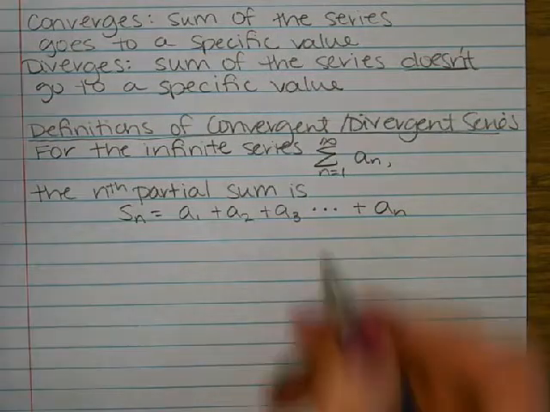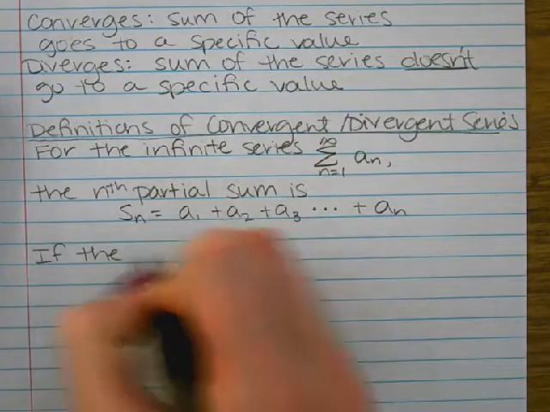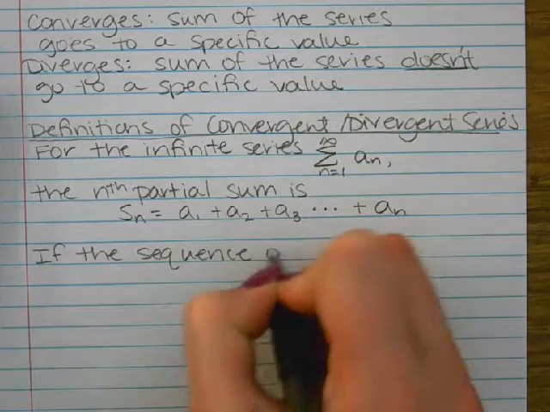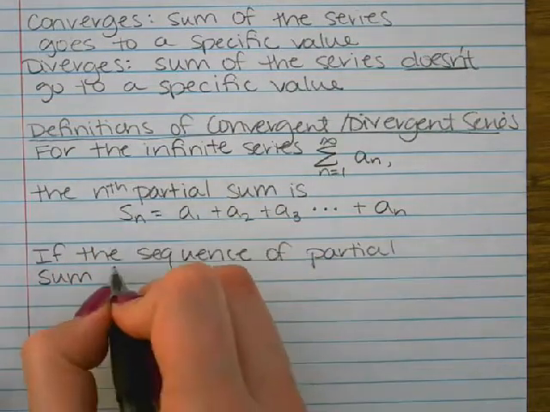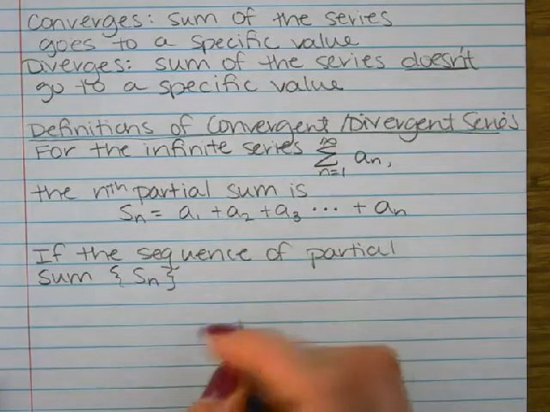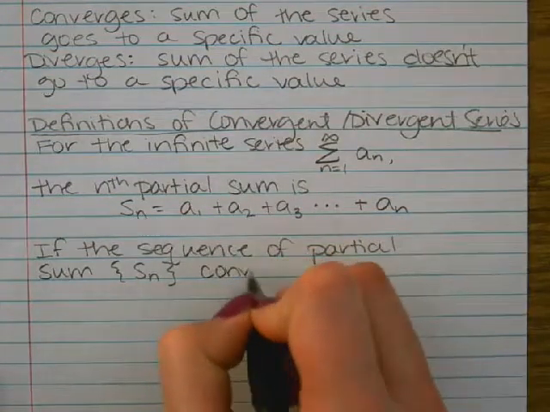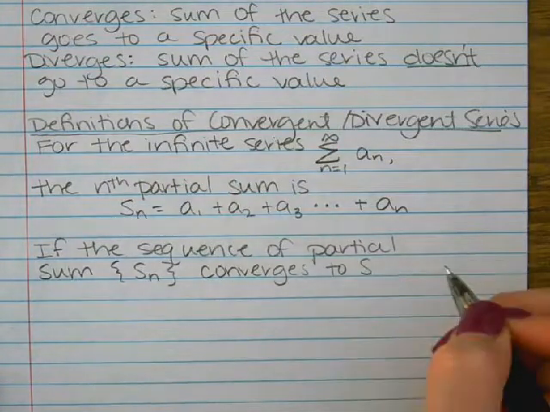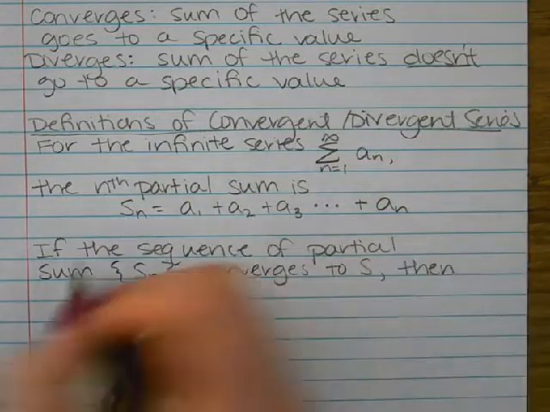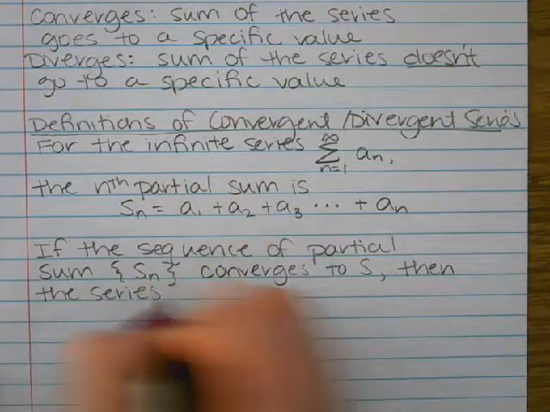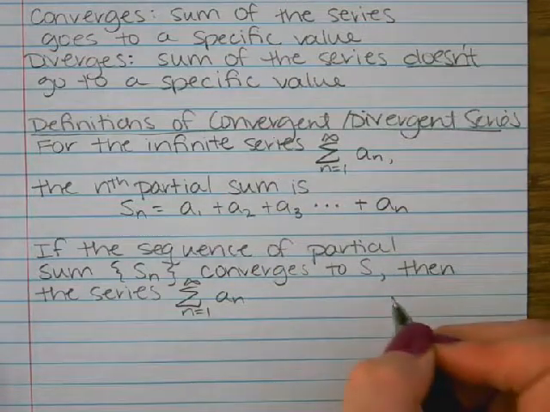All right. The next part of the definition says, if the sequence of partial sums, so when I say the sequence of partial sums, I'm talking about S sub n, the sum for a certain amount of terms, converges to S, then the series from 1 to infinity of a sub n converges.